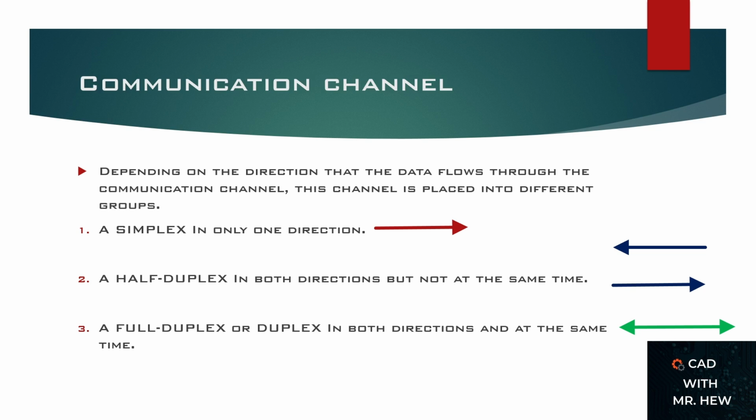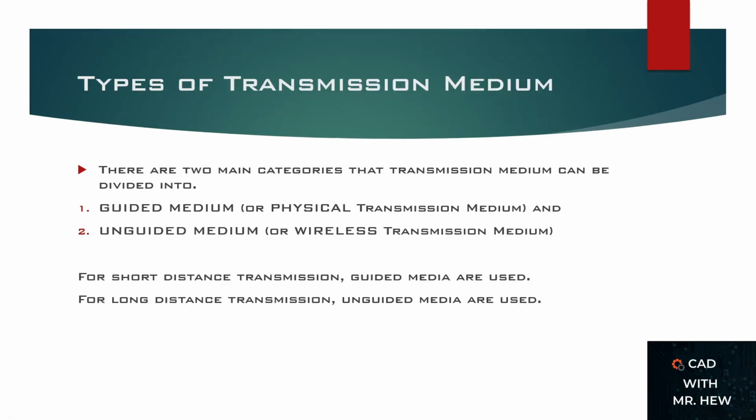Communication channel. So here we have the simplex, and it is showing you that the data travels in one direction only. The half duplex, the data travels in both directions, but not at the same time. And in the full duplex or duplex, the data travels in both directions at the same time.